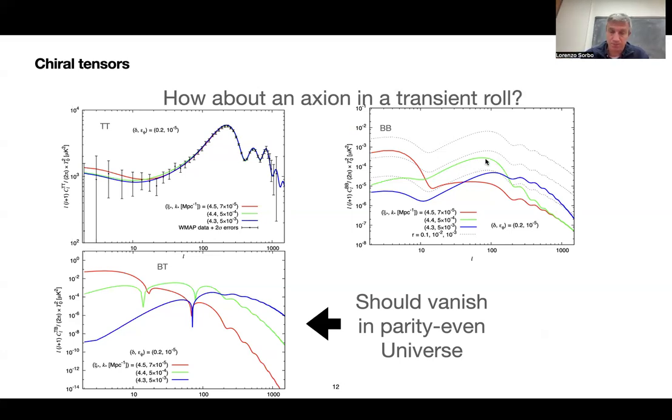More interesting for this conference is parity violation. The B modes, the polarization modes in the CMB that are sensitive to gravitational waves, are parity odd objects. The T modes, the temperature fluctuations, are parity even objects. So in a parity even universe, the correlator BT, averaged on the whole sky, should give 0. In this model, on the other hand, this is non-zero, and it can be also relatively large, as you can see here, because the system is parity violating. So this is a parity violating signature that would appear in the whole universe.